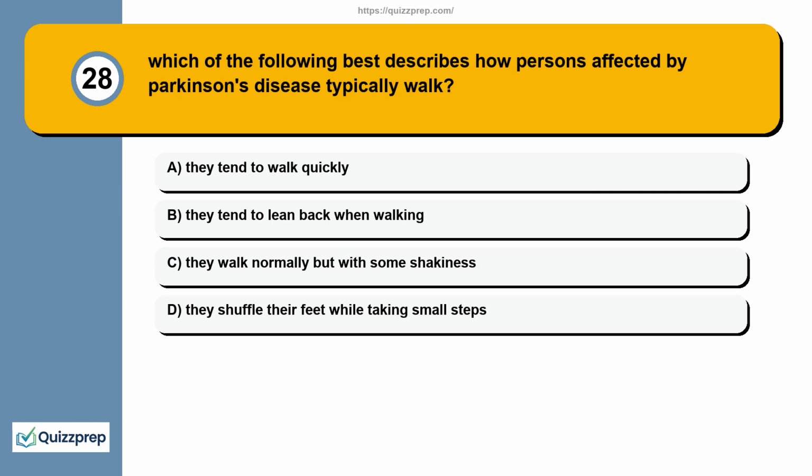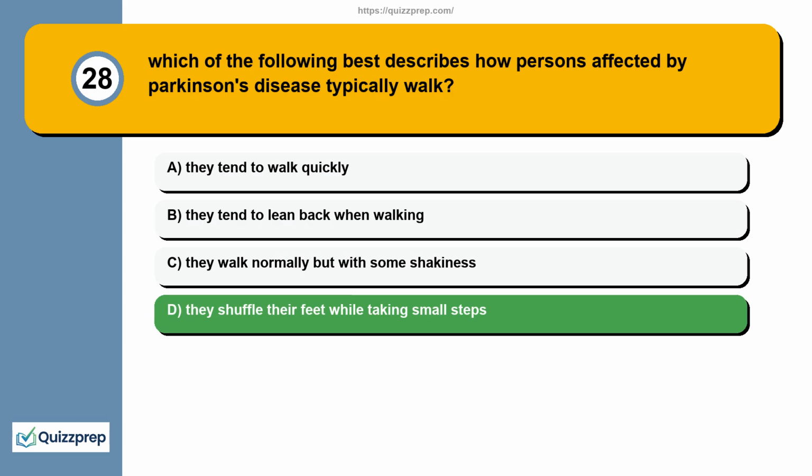Question 28. Which of the following best describes how persons affected by Parkinson's disease typically walk? Option A, they tend to walk quickly. Option B, they tend to lean back when walking. Option C, they walk normally but with some shakiness. Option D, they shuffle their feet while taking small steps. The correct answer is option D, they shuffle their feet while taking small steps.